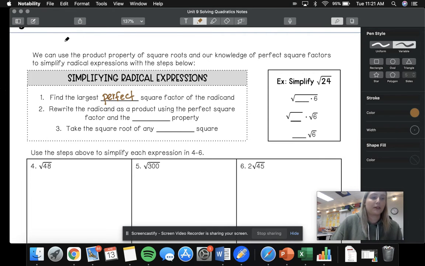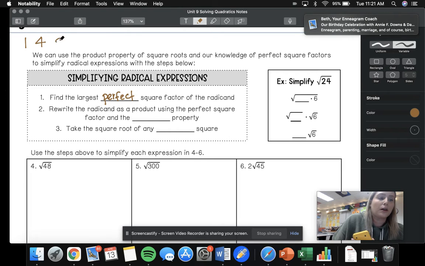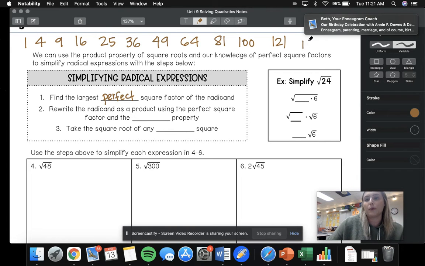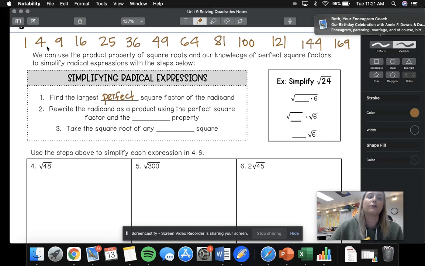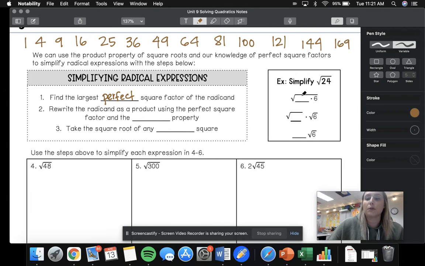I'm going to write the perfect squares again, just at the top so I feel comfortable with them. So perfect squares: 1, 4, 9, 16, 25, 36, 49, 64, 81, 100, 121, 144, and 169. We'll stop right there. So if I look for the biggest square in 24, well, I know 4 is a factor of 24, so we'll split it up by doing 4 times 6.